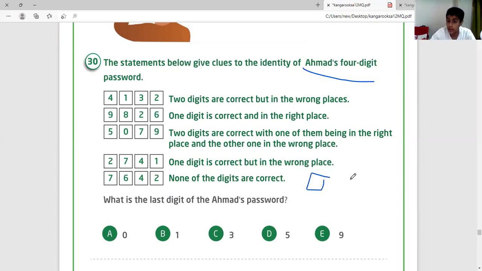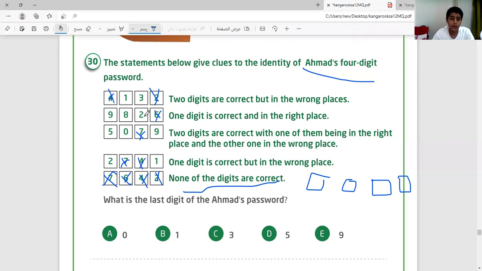So let's draw his password, which consists of 4 numbers. Which one of the hints do you think we will start with? For sure we'll start with the last one, because here he gives us a clear one. All of these numbers will be cancelled, because the hint says these digits are not correct. So 7 is cancelled, 6 is cancelled, 4 is cancelled, and 2 is cancelled.